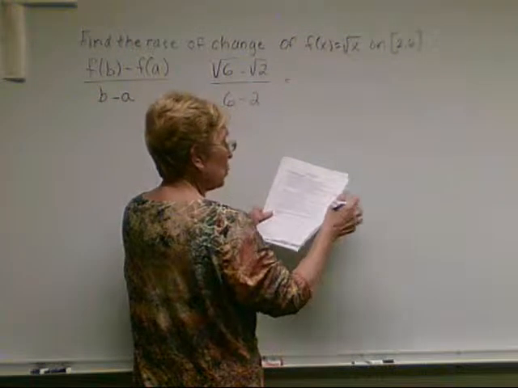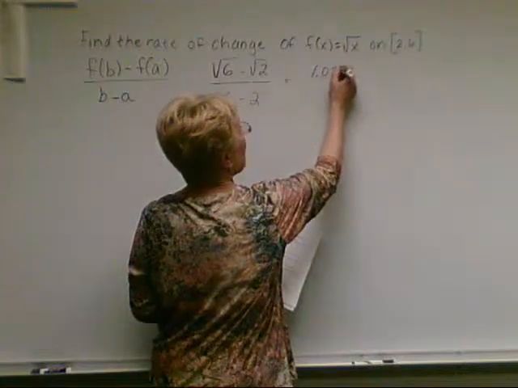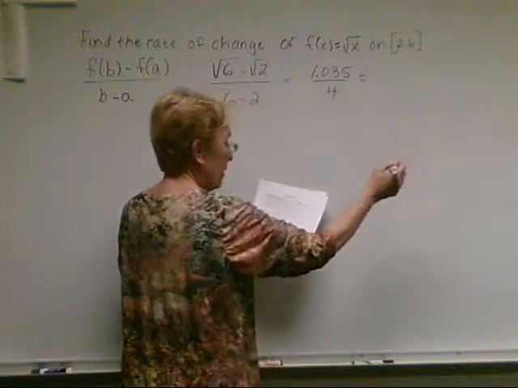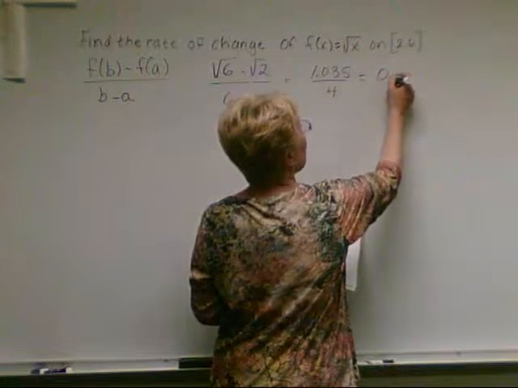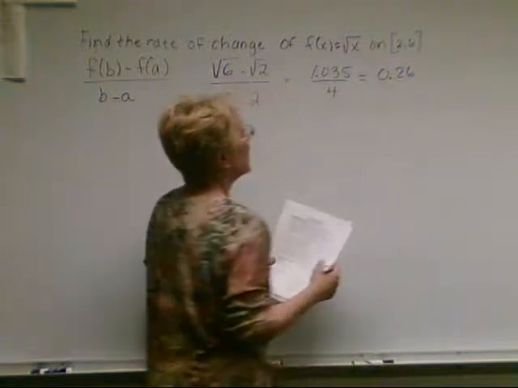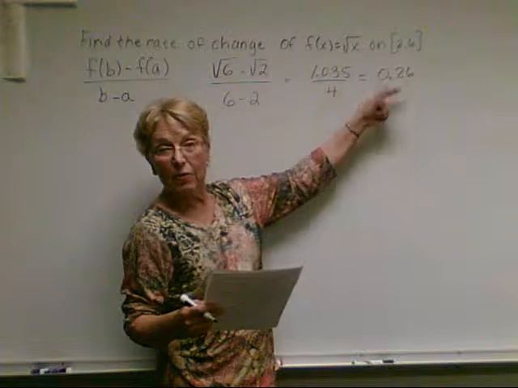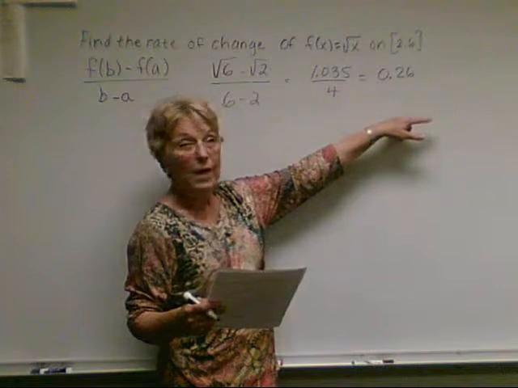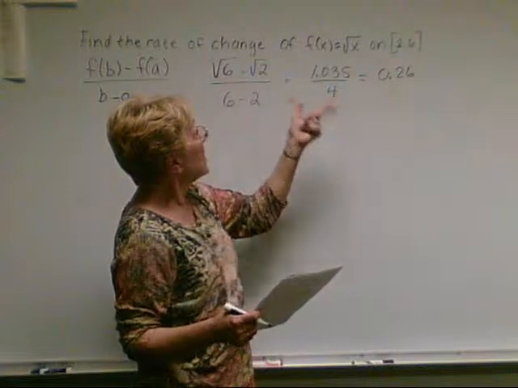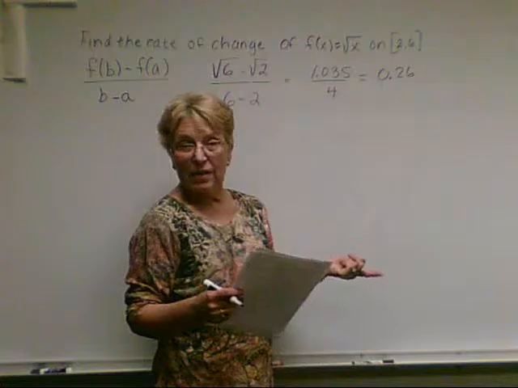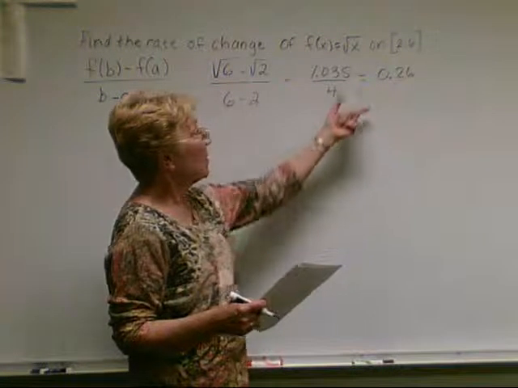My calculator told me that that's 1.035 over 4, or about 0.26, which means a pretty soft slope, about a quarter rise up for every unit of run. And we have no other context to put in, dollars, cents, time, money, anything, so we'll leave it like that.